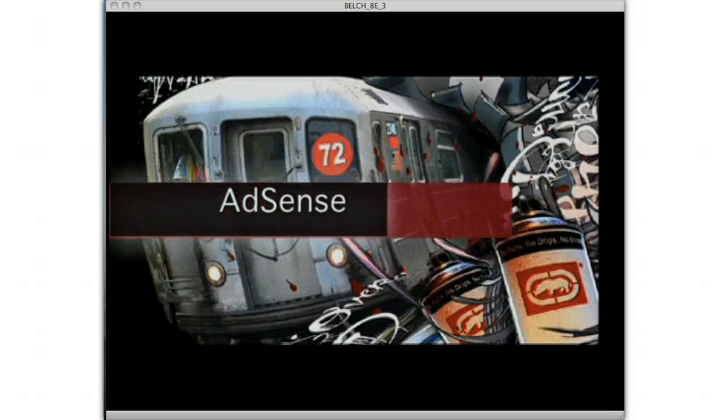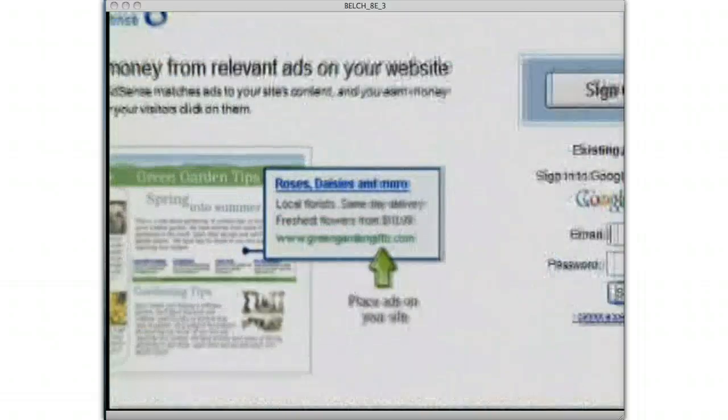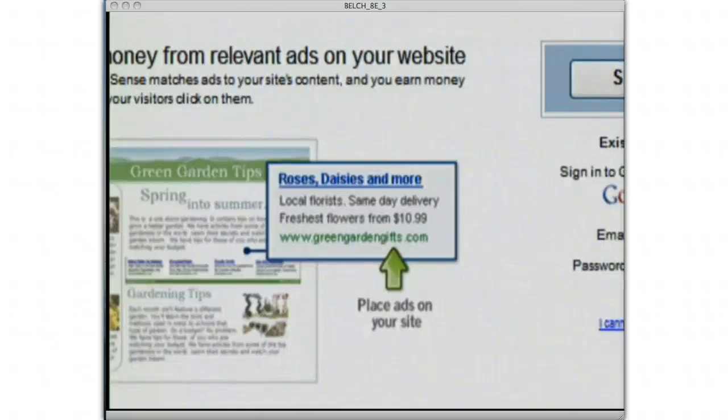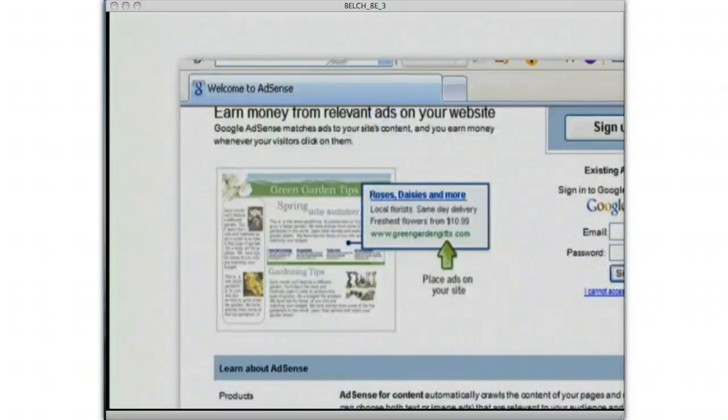AdSense is a product that allows advertisers to place their ads anywhere on the internet right next to content that is relevant to the product. Online publishers also benefit because a large share of the ad revenue is passed on to online publishers. So they get to monetize their digital assets as well.